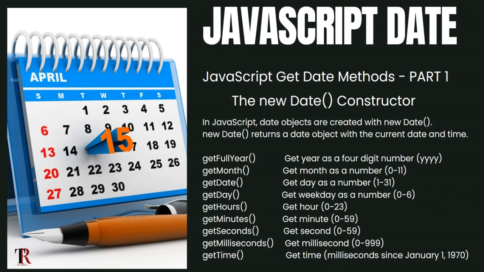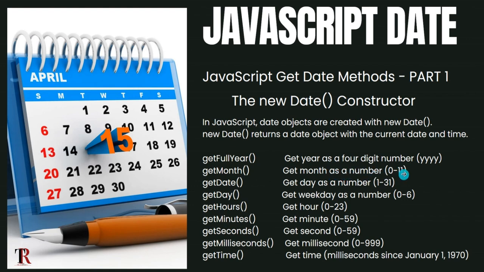Now, if you look at what I have on my screen, these are some date get methods that we'll be looking at one after the other after this particular lesson. But let me just give a brief overview of them before we start diving into each of them. Now, getFullYear. The getFullYear method gets the year as a 4-digit number. As you can see, the year is represented as a 4-digit number.